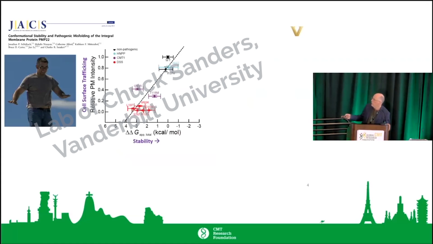And what we're plotting here on the y-axis is the cell surface trafficking efficiency. For PMP22 to do its job, it has to make it out to the cell surface so that it can get into myelin. So John also measured the trafficking efficiency. And you see there's a linear relationship between stability and trafficking efficiency. If you destabilize the protein, it will never make it out to the cell surface where it can do its job.